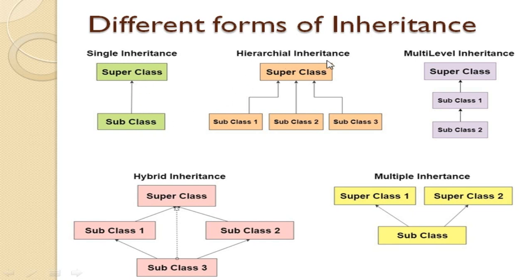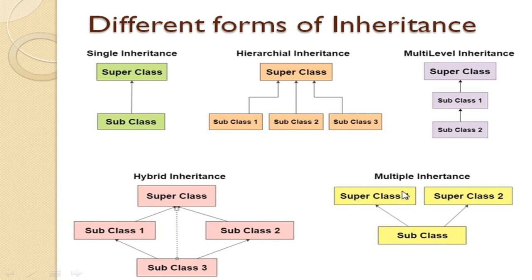Next is hierarchical inheritance. You will have one superclass and many subclasses. So when the subclasses are derived from a single superclass, you call it hierarchical. Next is multi-level inheritance. You will have one superclass and a subclass derived from that superclass, and another subclass derived from these subclasses which were created from the superclass. That means only one superclass is available for each class.